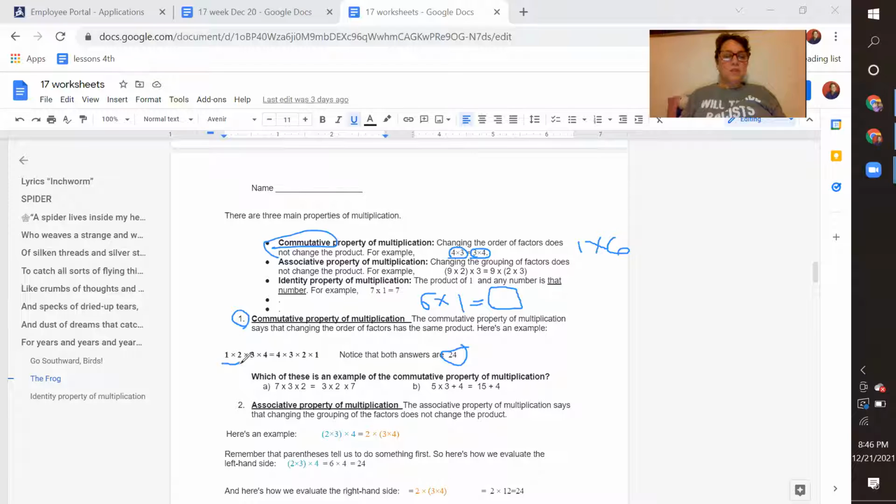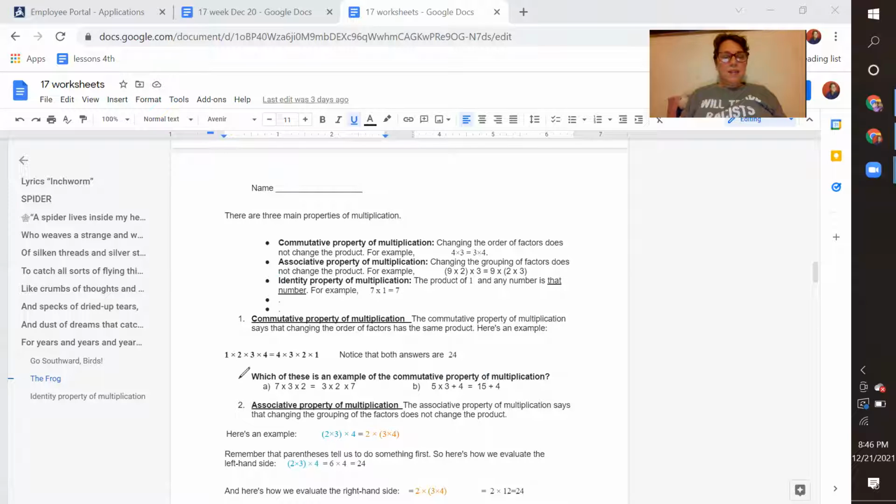1 times 2 is 2. 2 times 3 is 6. 6 times 4 is 24. Same thing. 4 times 3 is 12. 12 times 2 is 24. And 24 times 1, again, we're back to the identity property. And so it's still 24. Okay, so I hope that makes sense to you.